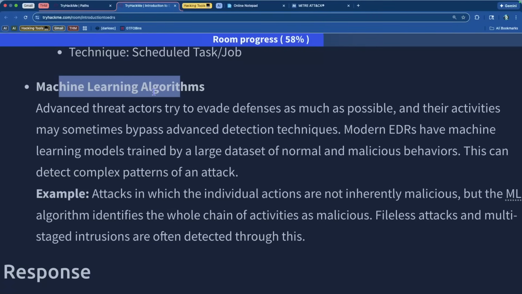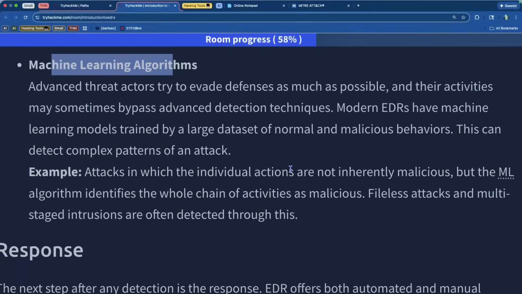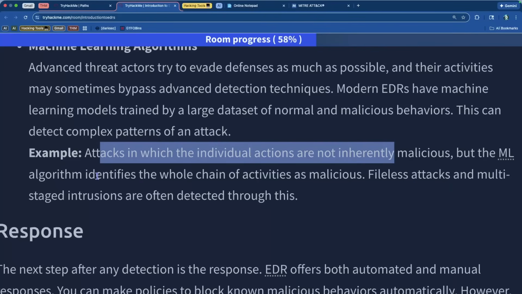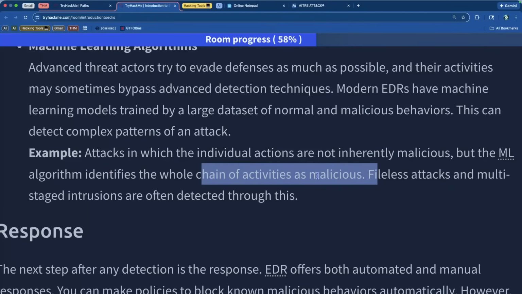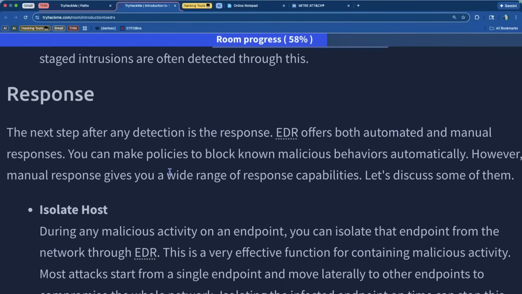Then we have machine learning algorithms. Advanced threat actors try to evade defenses as much as possible. Their activities may sometimes bypass advanced detection techniques. And so the modern EDR will have machine learning models trained on a large data set of normal and malicious behaviors. This can detect complex patterns of an attack, or patterns that may not already exist, and it can estimate, kind of predict, that something is going to take place, right? So attacks in which the individual actions are not inherently malicious, but the machine learning algorithm identifies the whole chain of activities as malicious. Fileless attacks and multi-stage intrusions are often detected through this type of detection mechanism.